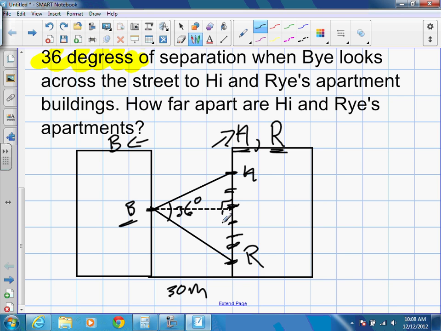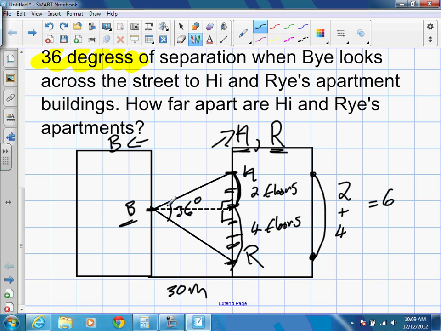Now, we do know that Hi is 2 floors up, and we know Rai is 4 floors down. A total of how many floors between the 2 of them? 6. There's a total of 6 floors between the 2 of these guys. And this 6 is divided into a 2 plus a 4. That equals a total of 6 floors. Well, this angle needs to be split like that.